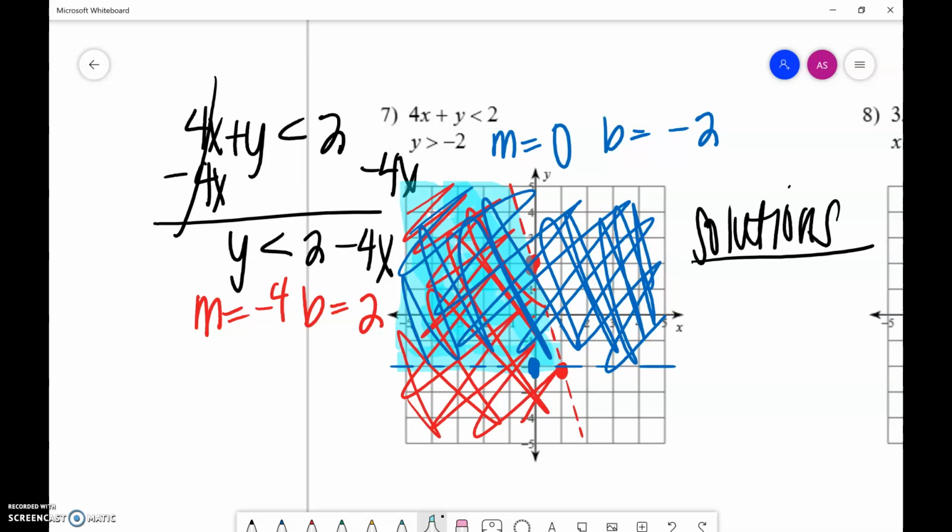Okay, and now let's get some points. So I can say 1 and 1, or -1 and 1. I have -4 and -1. And as I said, you have an infinite amount of solutions, so you can pick whatever points you want to.